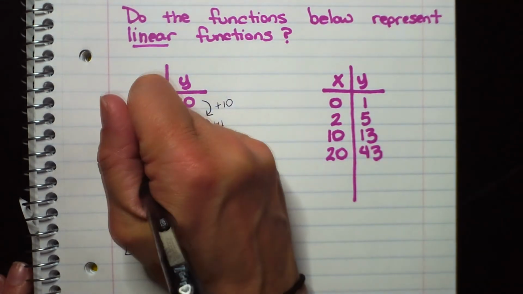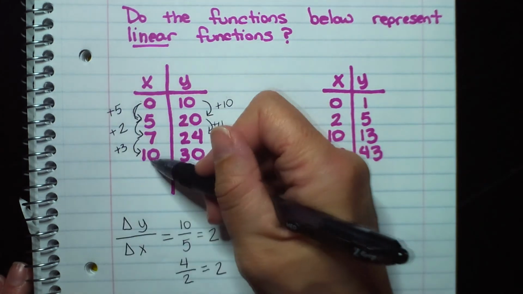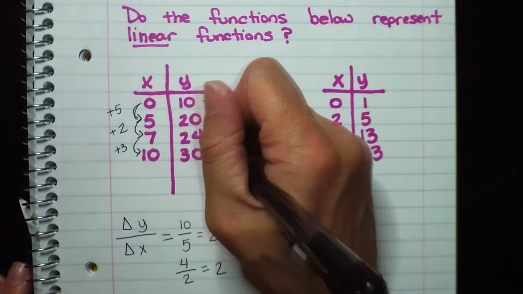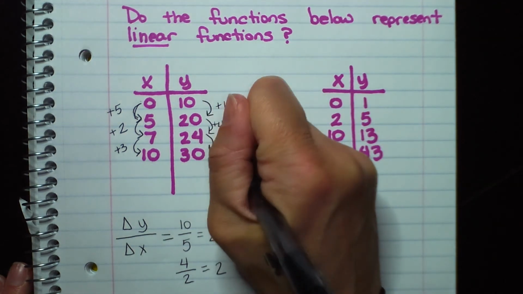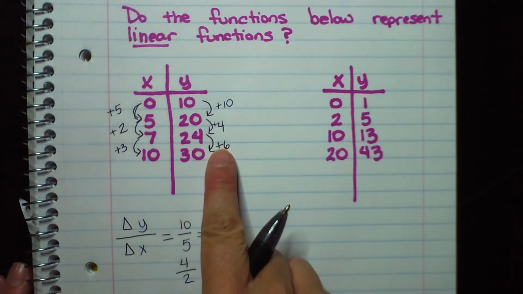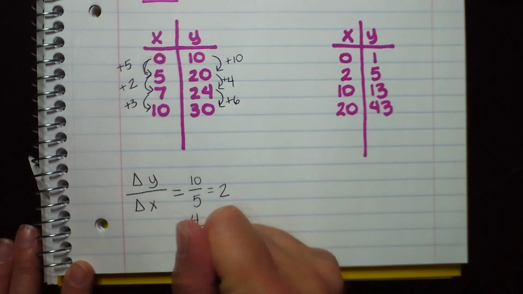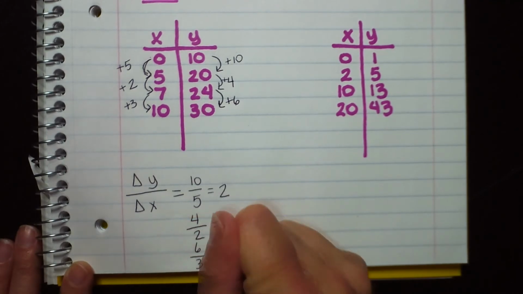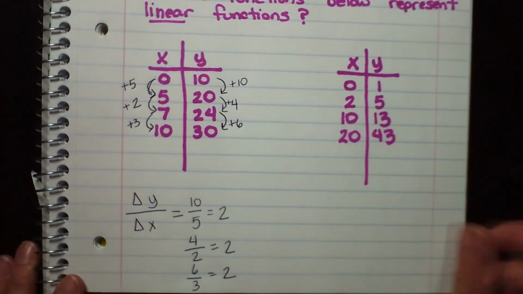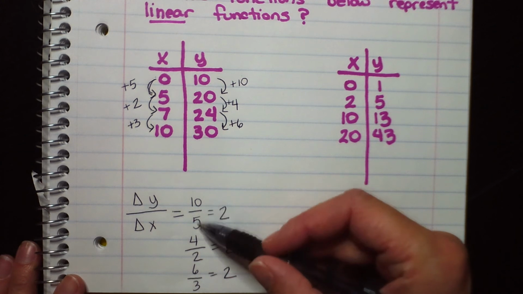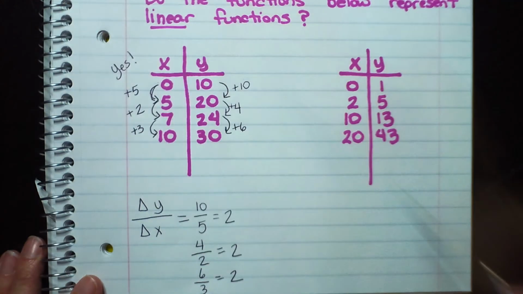One more try. From 7 to 10, that's an increase of 3. Again, I did 10 minus 7 to get that. And from 24 to 30, that is 30 minus 24, which is 6. So my change in y divided by my change in x would give me 6 divided by 3, which gives me 2 again. So this is a linear function because it has a constant rate of change. When I divided my change in y by my change in x, I always got 2. So yes, this is linear.